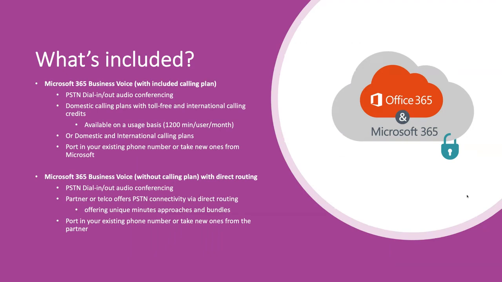So for the two different options within Microsoft 365 Business Voice, the first one includes a calling plan, which is your lines and minutes I've been referring to. So that enables you to do your dialing in and out with audio conferencing, to have your domestic toll-free and international calling credits with usage minutes, which are poolable between individuals, which essentially means the more licenses you purchase for this, those minutes on a per user basis get allocated across everybody in a centralized pool. So if somebody doesn't use all of their minutes, they're available for somebody else to use.